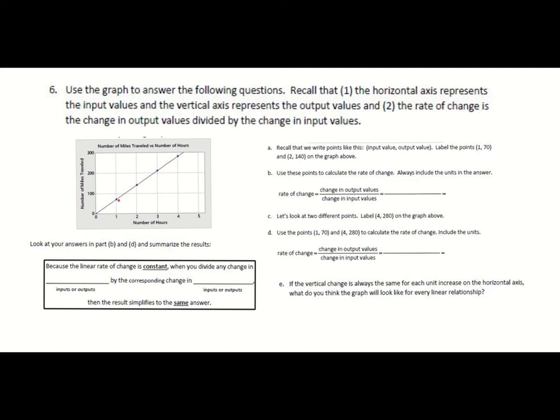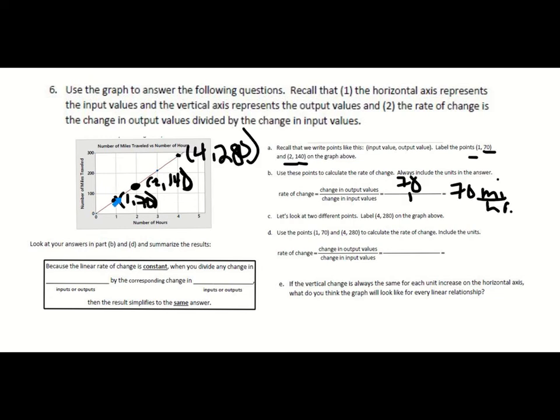Let's look at 2 different points, and they want you to label the 1 and then the 280. And so they want the change in the output value. So going from 70 to 280, that's a difference of 280 minus 70. That's 210 miles. And then 4 minus 1 is 3. So you're doing 280 minus 70 over 4 minus 1. That also is going to get you 70 miles per hour.